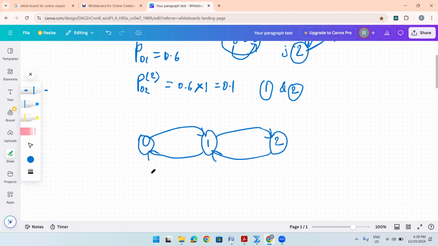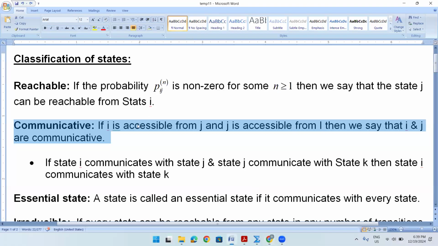Now here 0 and 1 are communicative because we can reach 0 to 1, and 1 to 0 also. And 0 and 2 are also communicative, not directly, but indirectly. From 0 to 1 and 1 to 2, so from 0 to 2 we can reach, and the return from 2 to 0 we can also reach. So 0 can be reachable from 2 and 2 can be reachable from 0.